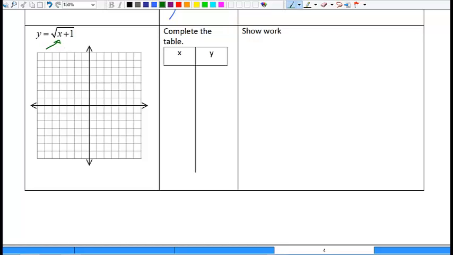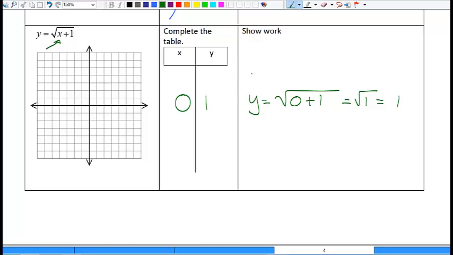Now because the 1 is underneath the radical this time, picking perfect squares aren't necessarily going to work all that well. Let's start off with 0, because I just kind of don't know where exactly to start. So let's start with 0. And when I have 0 plus 1, that gets me the square root of 1, which is 1.